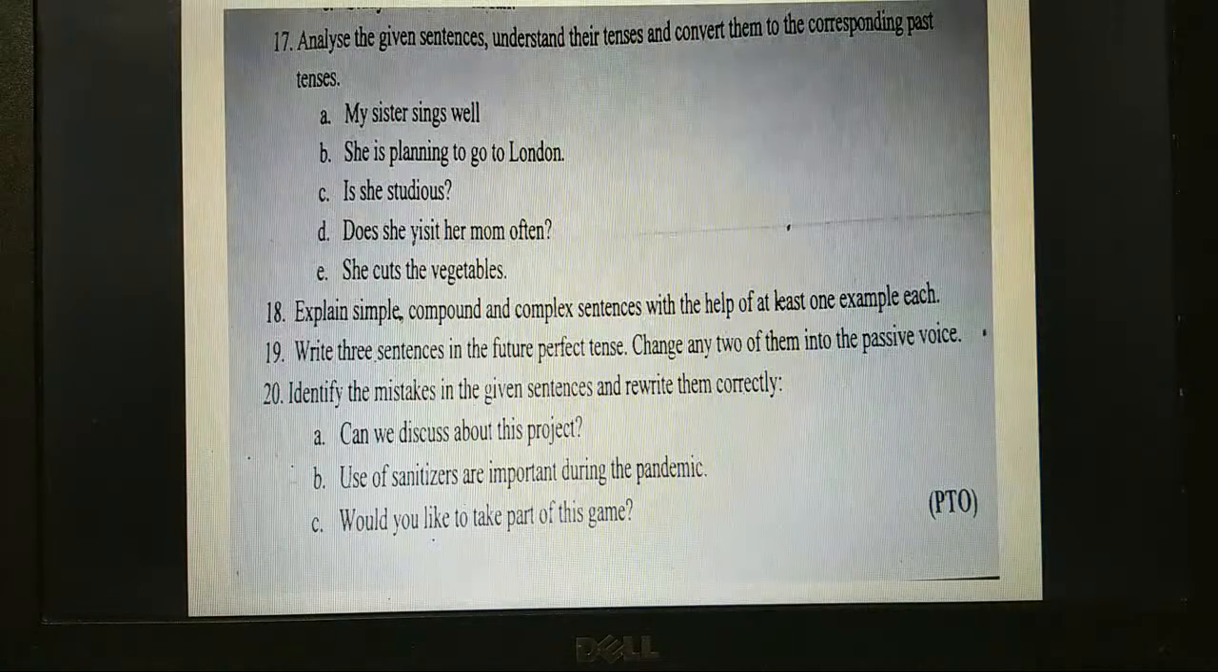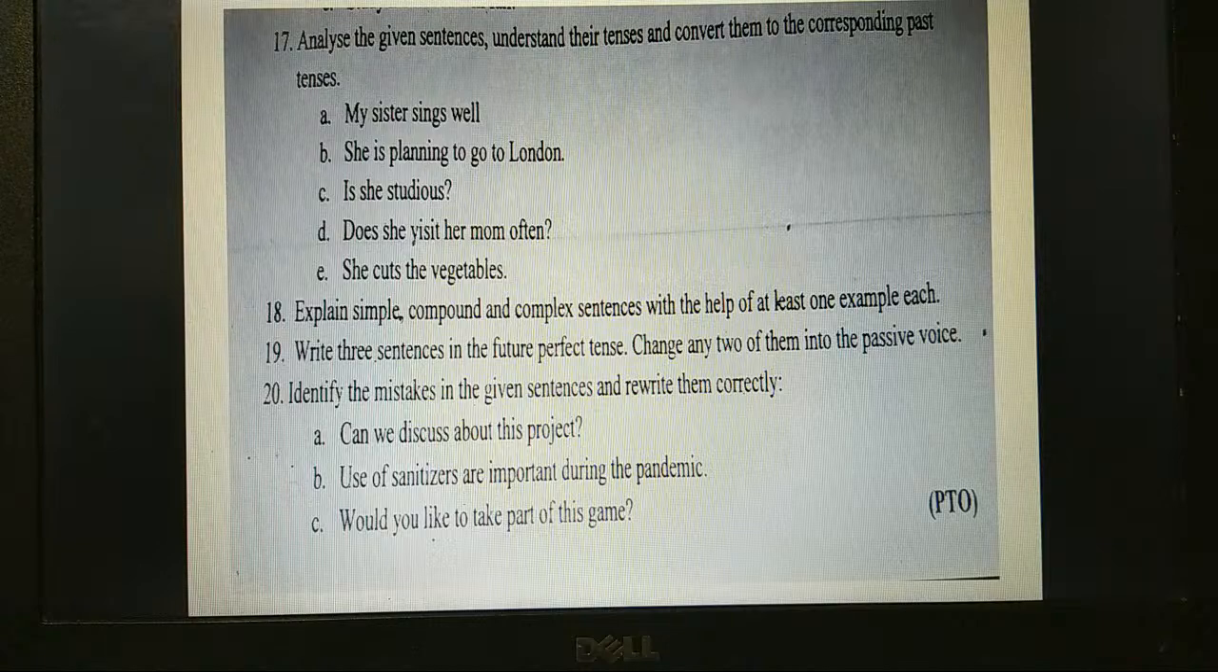Question number 20a. Can we discuss about this project? This sentence is wrong. Discuss about is wrong. We always say discuss something. So the correct sentence will be, can we discuss this project? Discuss about is absolutely wrong. It's un-English, ungrammatical. So we say, can we discuss this project?